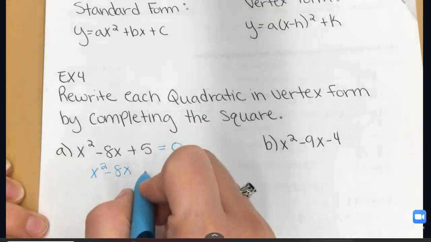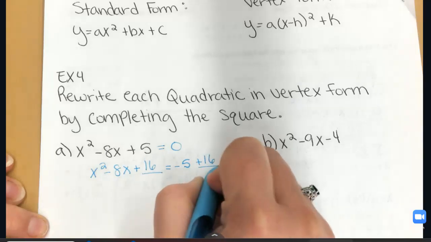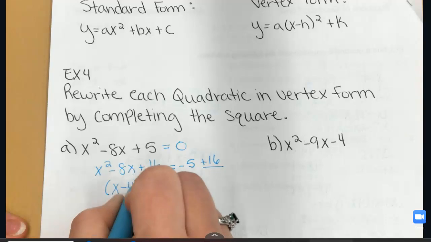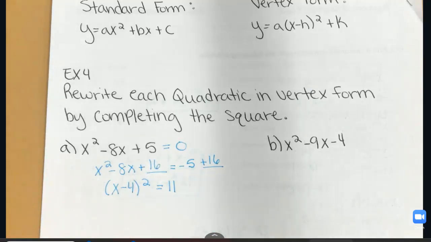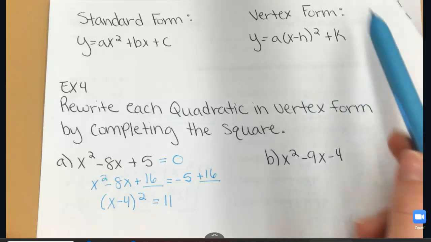And then what completes my square? Well, half of negative 8 is negative 4. Negative 4 squared is 16. So I need to add that to both sides. So over here, I have (x minus 4) squared, and that is equal to 11. Now, if we were solving, this is where we would square root both sides and keep simplifying, but we're not solving. Remember, we're putting it in vertex form.